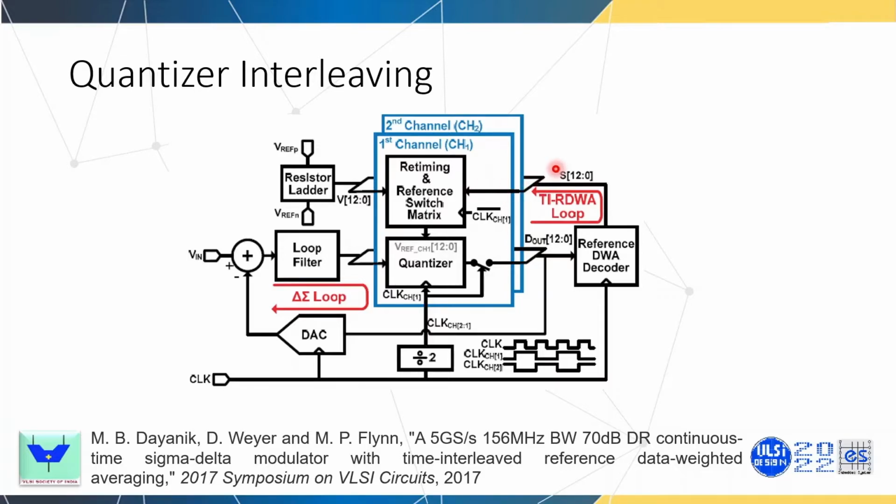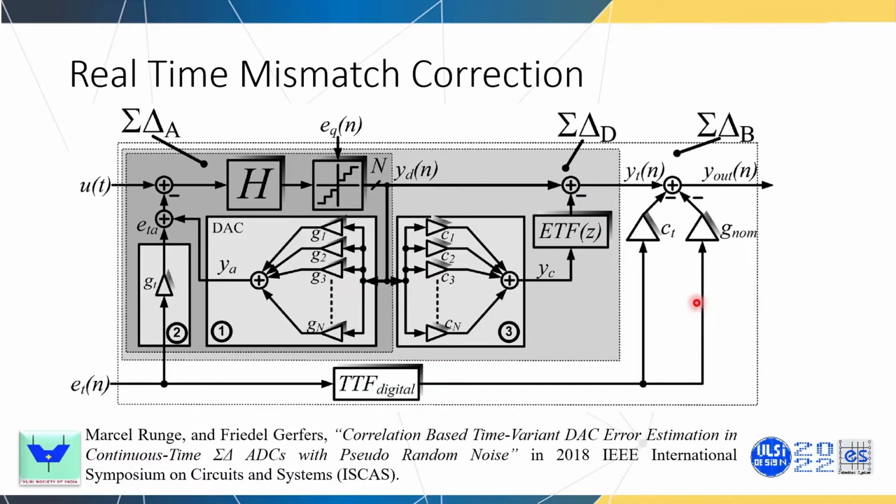So you have a time interleaved output with DWA performed and injected to a high speed DAC in the feedback loop. But then again, it has its host of issues, and I just put it for the sake of reference here. And another method to overcome the DAC mismatch is to estimate it and get rid of it in the data path itself.